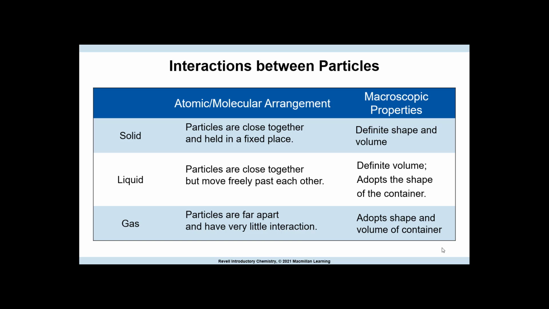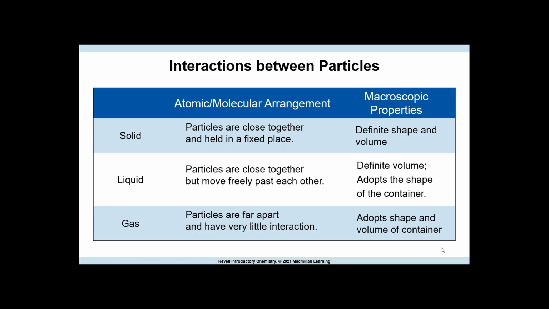In chapter 1, we discussed the three common states of matter, also called phases of matter: solid, liquid, and gas. We saw that the macroscopic properties, which is the human scale, what we can see with the eye, are a function of their structure on the atomic or molecular level.